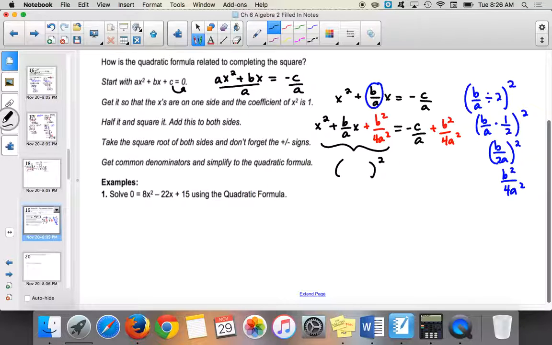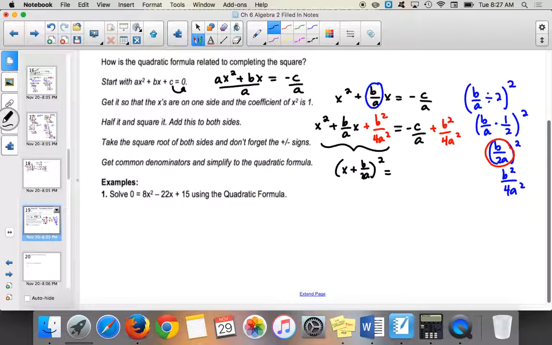Okay, so let's think about it. So we have x here, right? X plus something. What's the second thing? X plus what? Yeah, exactly. It's always what you had when you divided by 2, so it's right here. That's what goes there. Because we take the square root, right? We can go back to that. So we have x plus b over 2a, squared, and this is all equal to whatever negative c over a is plus b squared over 4a squared.